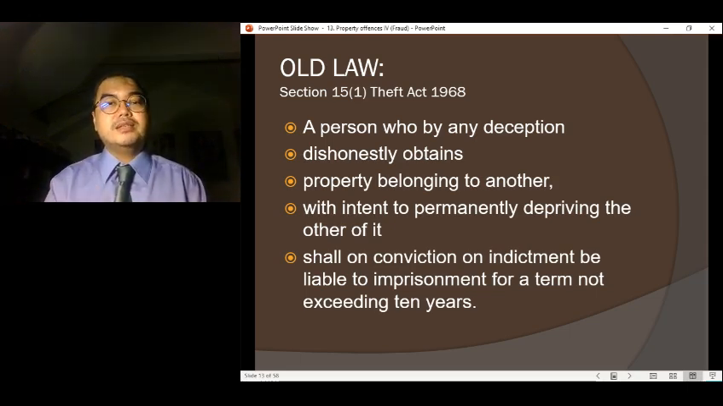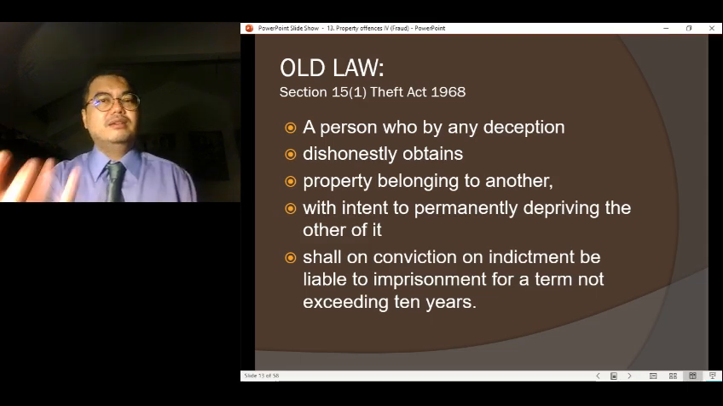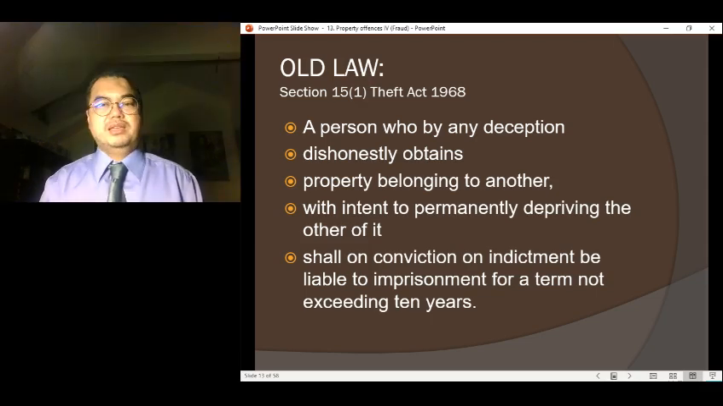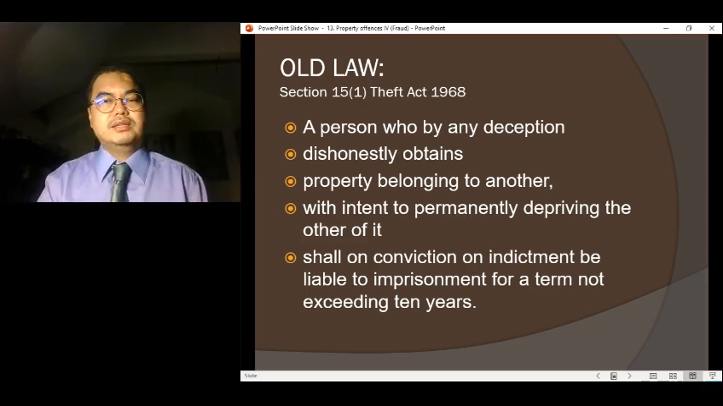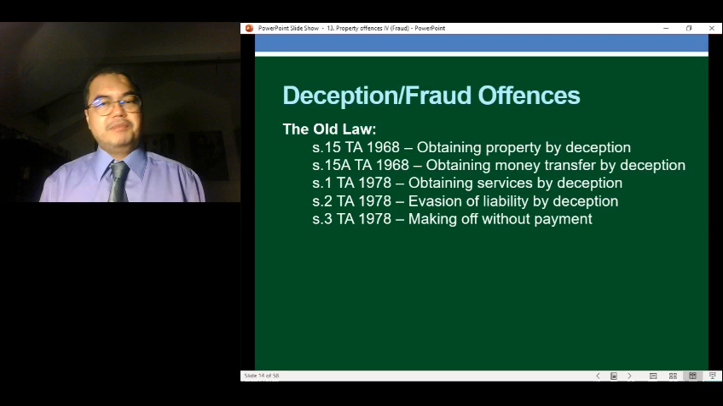So the victim must have been deceived, and the accused must have received the property. These are the key elements when you talk about offenses of deception. So basically, obtaining a money transfer by deception: there was deception, and by deception, a money transfer was obtained. Or Section 1 of the Theft Act 78, services were obtained when the person giving the services was deceived. It was obtained by deception. Section 2 is when liability was evaded by means of deception.